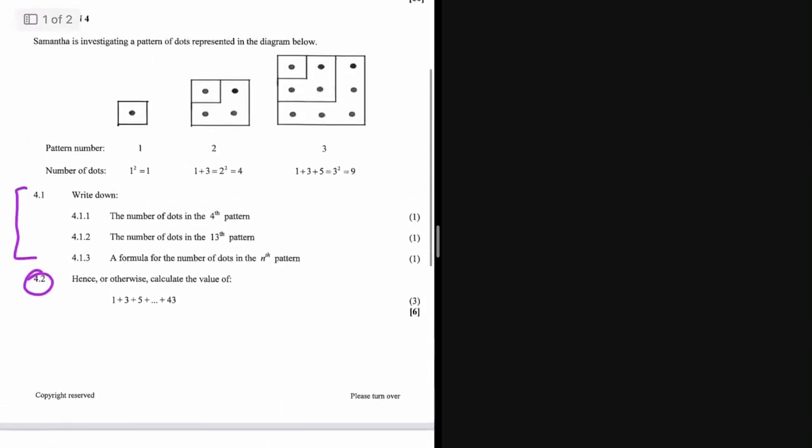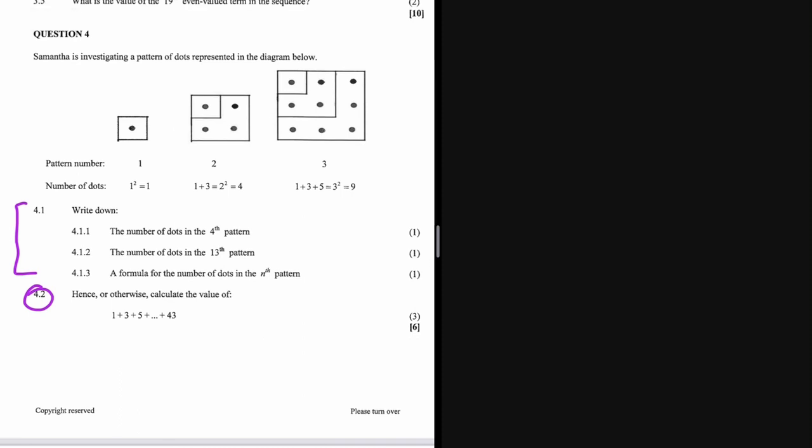So now 4.2 says that hence or otherwise calculate the value of 1 plus 3 plus 5 plus all up until 43. If we look at this pattern that we have here, it is the pattern that we use to determine the number of dots in the terms. For example, in term number 1, we just have 1 there. But in term number 2, we have 1 plus 3. And then in term number 3, we have 1 plus 5. So do you see that this is a pattern that determines the number of dots in each term.